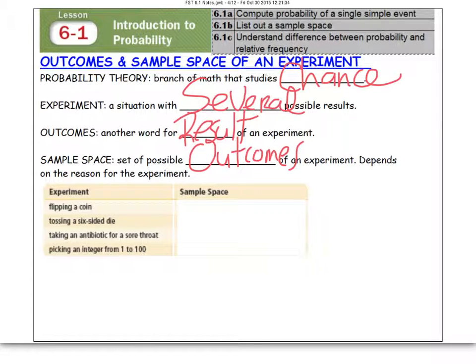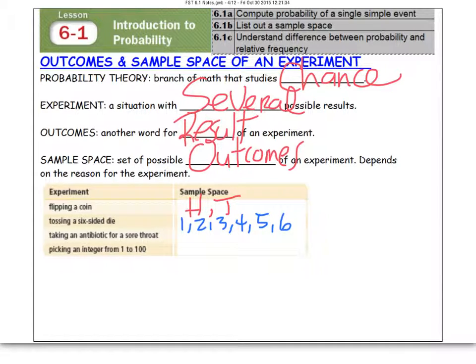And it depends on the reason for the experiment. So here we have four different experiments going on. One is flipping a coin. What does the sample space look like if you flip a coin? Well, you're either going to get heads or you're going to get tails. So the sample space entails two different items. How about tossing a six-sided die? It's a single die, so that sample space is going to look like 1, 2, 3, 4, 5, or 6.